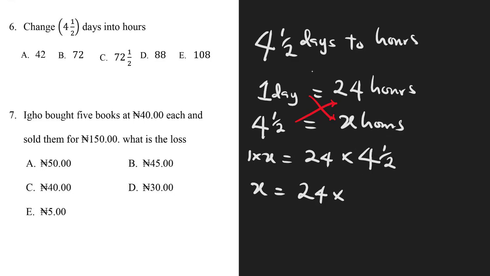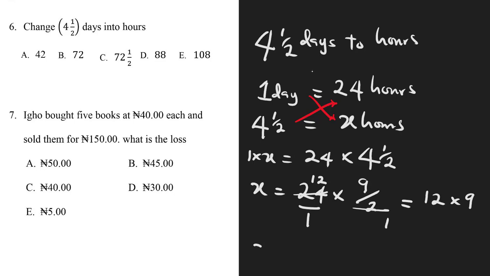So 4 times 2 is 8, 8 plus 1 is 9, so we have 9 over 2. Balance this one with 1, right? So 2 here is 1, 2 into 24 is 12. So we're left with what? This 12 times 9.